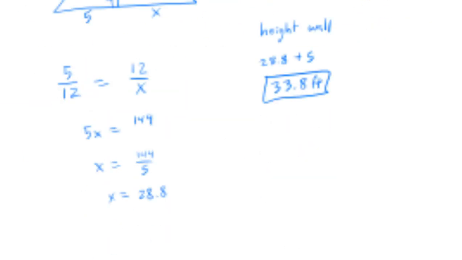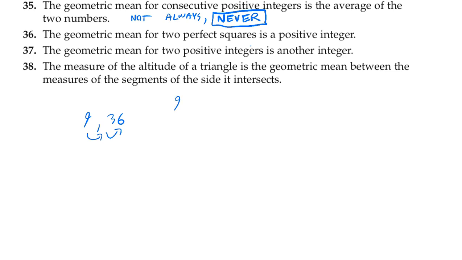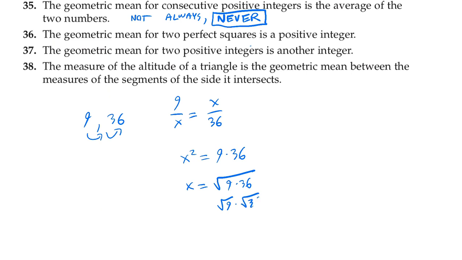Let's go all the way to the bottom and actually solve an example, just to show. So if it's 9 and 36, we say 9 is to x as x is to 36. x squared equals 9 times 36, take the square root, and we get x equals the square root of a perfect square times the square root of a perfect square. So it'll always work out to be a whole positive number times a whole positive number. So yes, that one is always true.